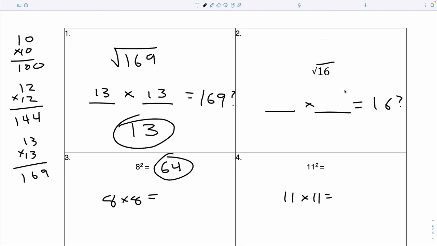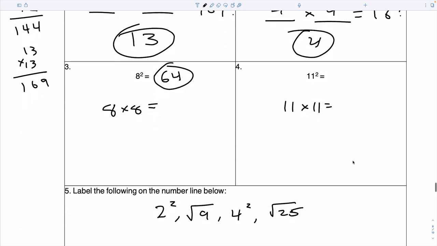What's the square root of 16? Easier mental math, full class. 4 times 4 is 16. That works. Do you need a packet? Okay, cool. Then you take a perfect square. 8 squared is 64. 11 squared would be 121. You might need to do some math for that on the side.